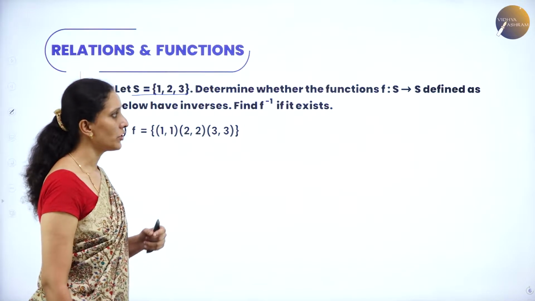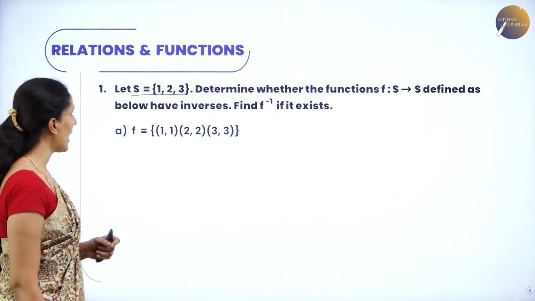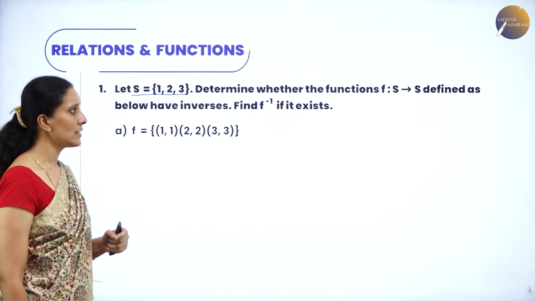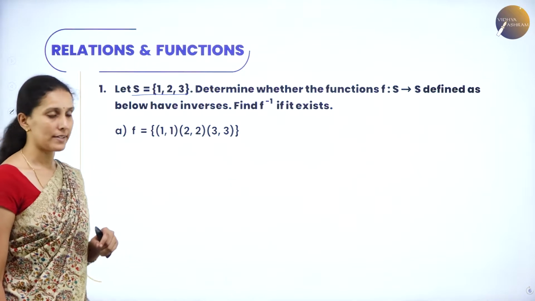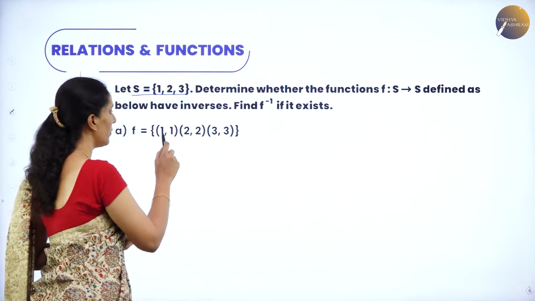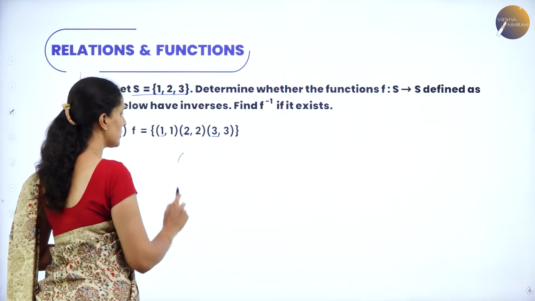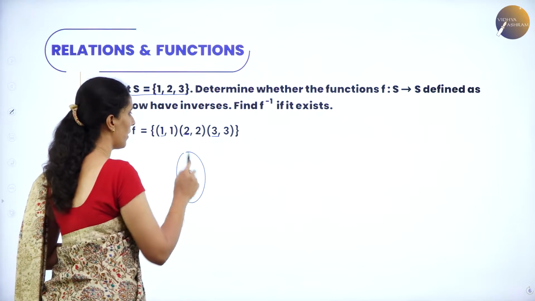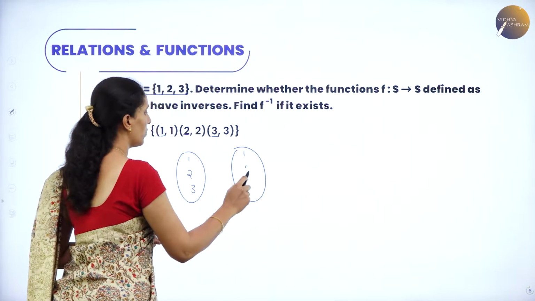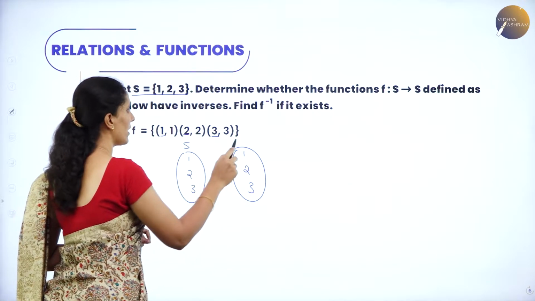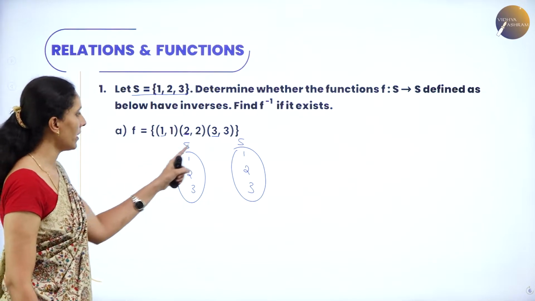Determine whether the function from S to S defined as below has an inverse. Find F inverse if it exists. Suppose you have a domain 1, 2, 3 and a codomain 1, 2, 3. Both are S. F is a function from S to S.